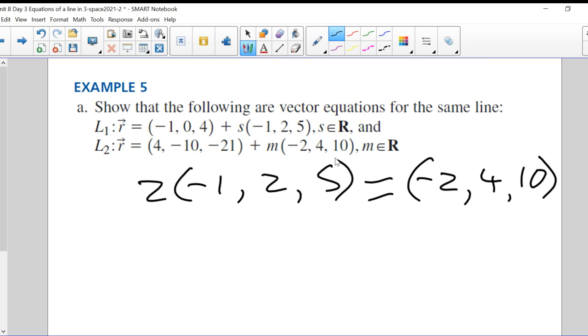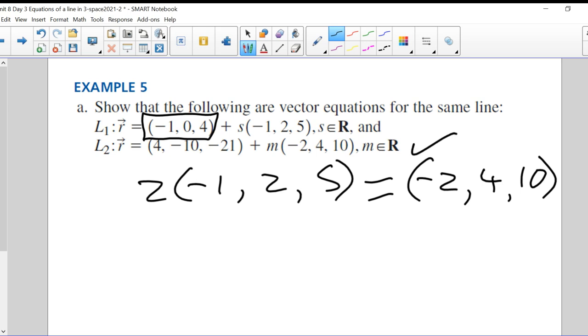Okay, fine. But are they the same line? And here is where we now have to establish whether we can do it in one of two ways. Either the 4, minus 10, minus 21 is on the first line, or the minus 1, 0, 4 is on the second line. If they're parallel and they also share a point, then it means that they're the same line. So that's what we need to do next. So let's take the minus 1, 0, 4 and see if it's on this equation down here. So we're going to see if this point is on the second line.